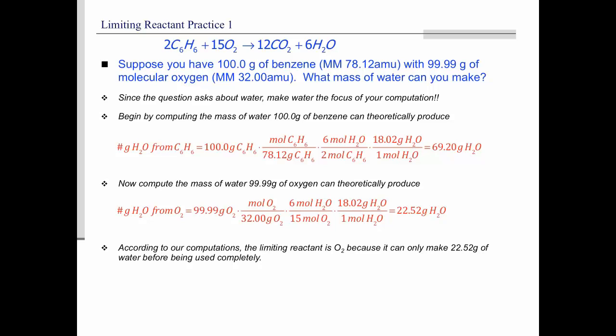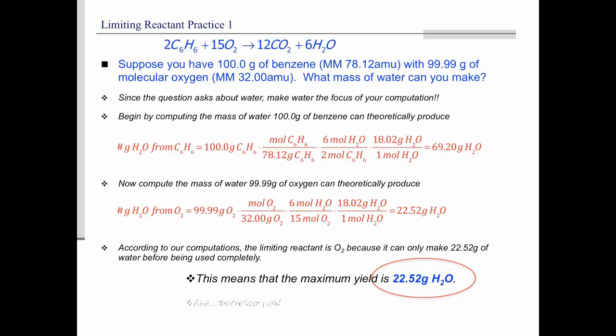Once we've made 22.52 grams of water, there will be no more oxygen. There'll be a whole bunch of benzene left over, but that's not what we're asking here. We're asking how much water can we make, and our limiting reactant then is oxygen, O2. Maximum yield is 22.52 grams, and this maximum yield of 22.52 in this particular case is sometimes called the theoretical yield. So the maximum yield, theoretical yield, that's the same thing.